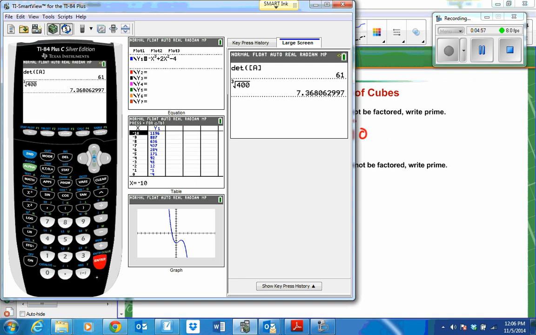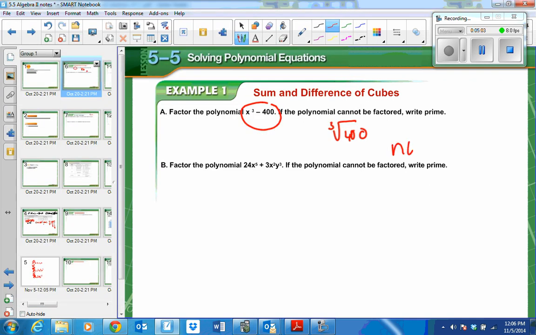Now if you get a beautifully wonderful integer, then that's a cube root. If you don't, it's not a perfect cube. So this cannot be factored. Not factorable, meaning that these two numbers are relatively prime to each other.